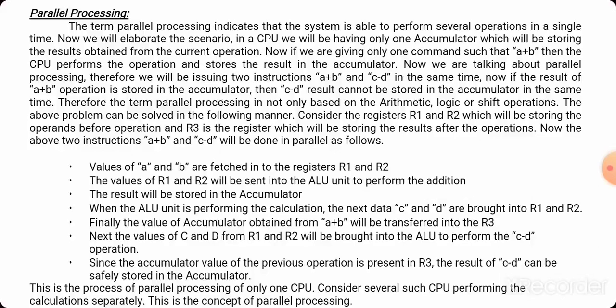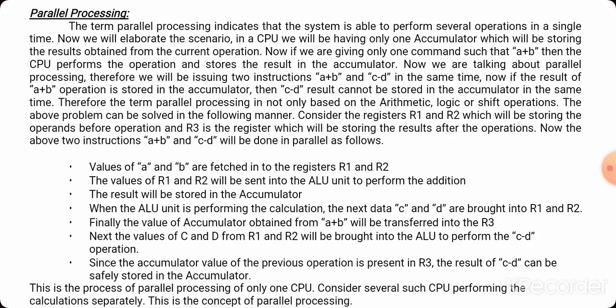Let's take an example to understand parallel processing very deeply. We have to perform the operation A plus B. So our problem is A plus B. We have to add A plus B. What is A? Where do we have to store A? Where do we have to store B?